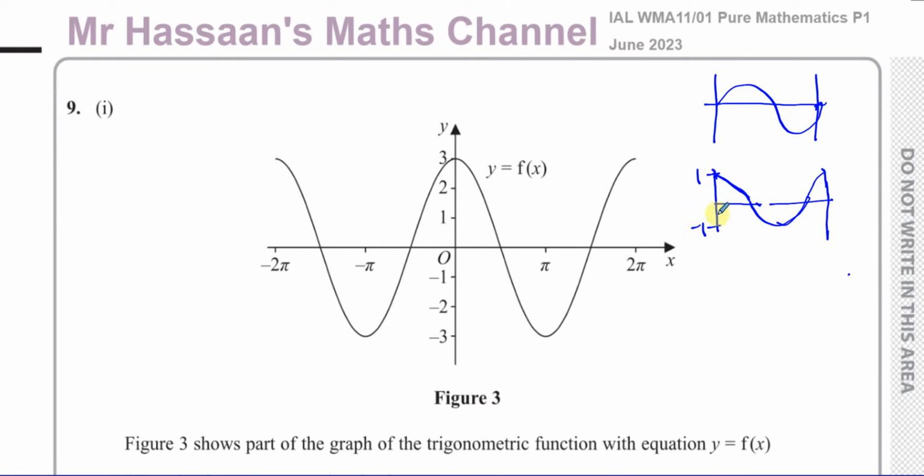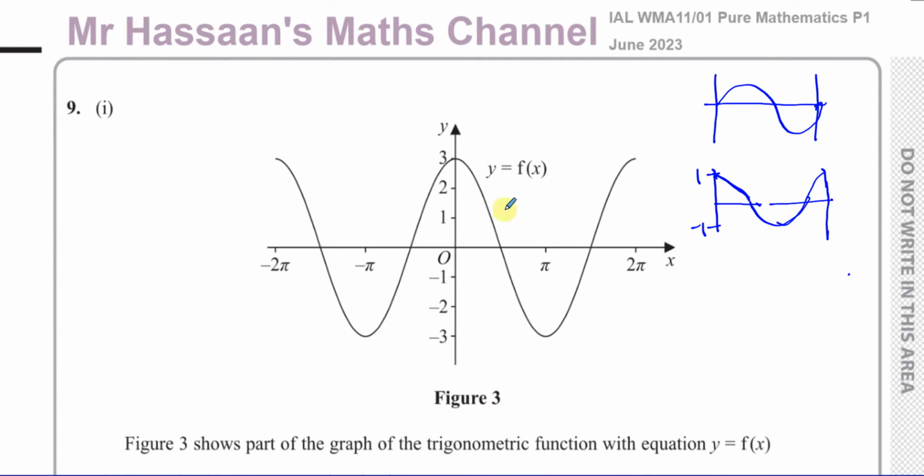The cosine curve has its maximum at 0, 1, and here it's 0, 3. At pi the cosine curve has its minimum of -1, and there's a minimum here at pi as well. So we see that they're the same except for the y-axis. In terms of the x coordinates, everything is the same.